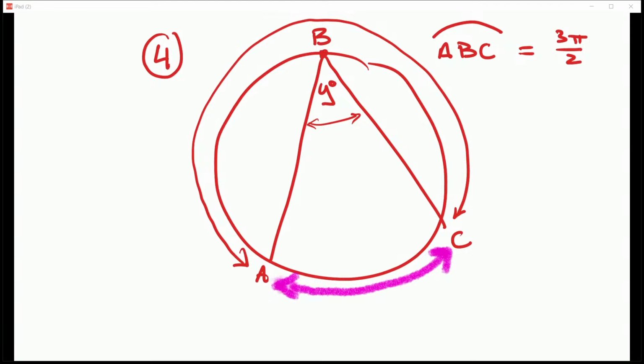Don't put me on the spot and make me do it right now, but I'm sure I could figure it out. So anyway, with that said, you can figure this out now. This is going to be pi over 4, which is going to be a 45-degree angle there.